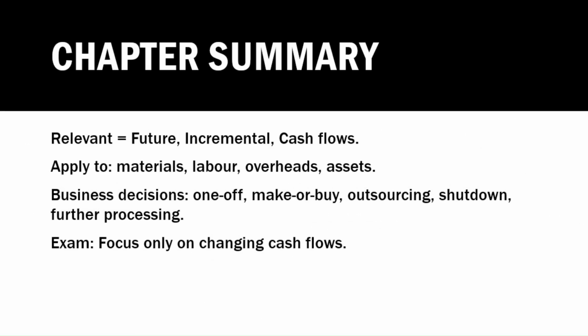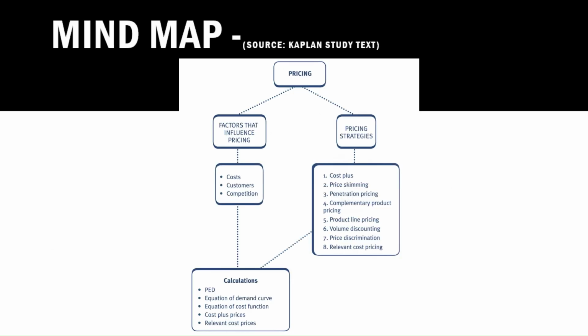To recap, relevant costs are future costs, incremental costs, and cash flows. Irrelevant costs are sunk costs, committed costs, absorbed costs, and non-cash items. We applied these rules to materials, labor, overheads, assets, one-off contracts, make-or-buy decisions, outsourcing, shutdowns, and further processing. That is the essence of relevant costing, a vital decision-making tool for the performance management paper.